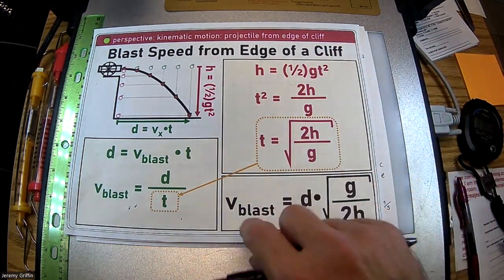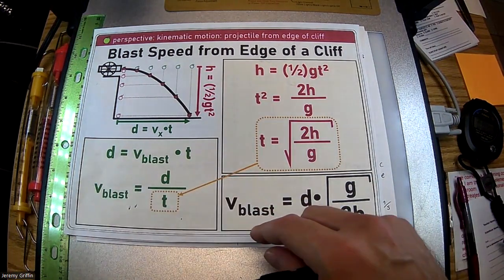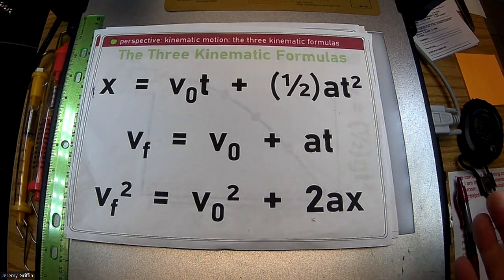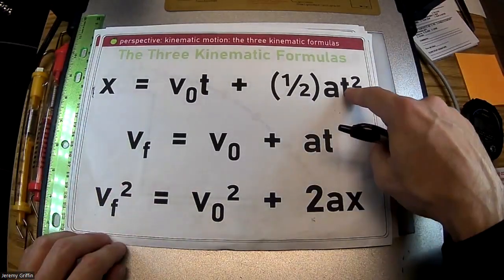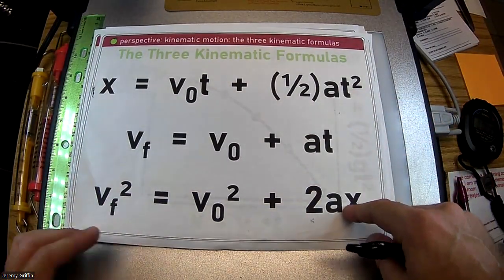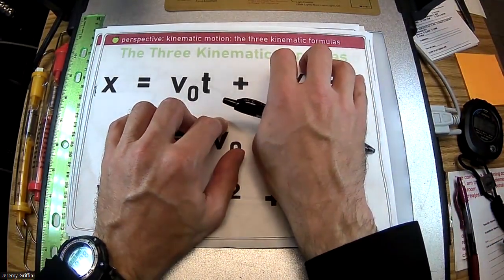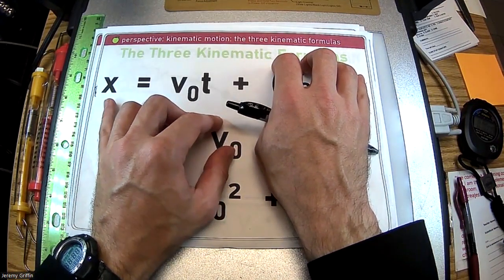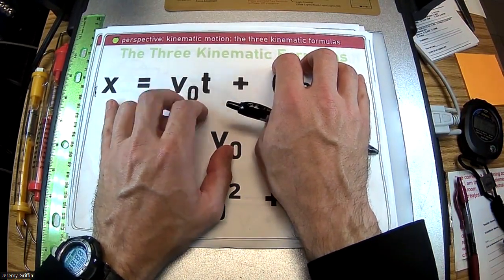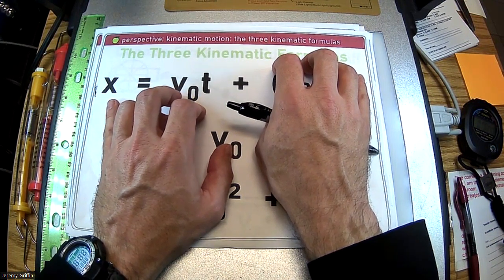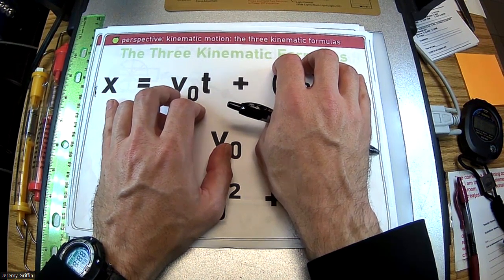All right, now let's switch over and look at horizontal. Horizontally, there's only one equation that could ever really apply, because acceleration is 0. There's no horizontal acceleration, so it simplifies to that right there. That's the entire thing: X equals vt. Boom. In this case, V represents the horizontal velocity, which is the blast velocity because you aimed the cannon horizontally.